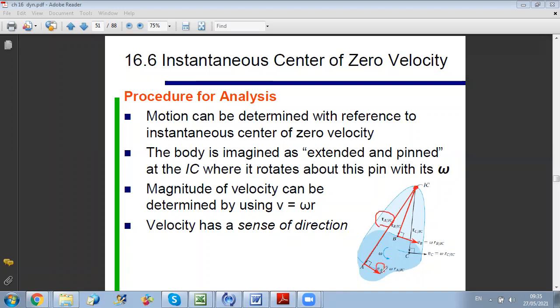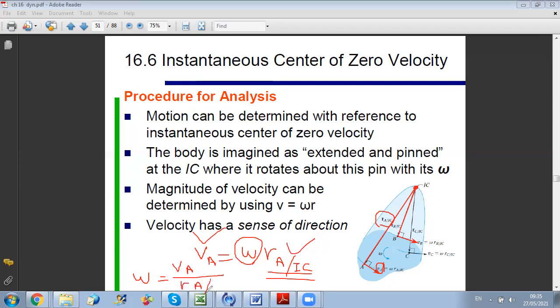I calculate this distance from geometry. And as I said, one of the velocities should be given, so I write that VA equals omega times the distance between A and IC. Since this distance is calculated by geometry, we will see how. And VA is given, so I can now deduce the value of omega. Omega equals VA over the distance between A and the IC. Once I calculate omega, I can get the velocity of any point. For example, point C: if I am interested in the velocity of C, I go to the figure, find the distance from the IC to C and multiply it by omega, and I get the magnitude of VC.